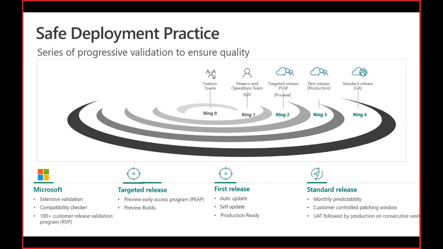The next one is Ring 4, and this is our standard release. This is now where that predictability comes for you as the customer, to be able to manage exactly when you want that update to be applied to your environment. We will always apply to the UAT environment first and then to production. And keep in mind, when I'm talking about us applying the update, that simply means if you choose to have Microsoft auto apply.